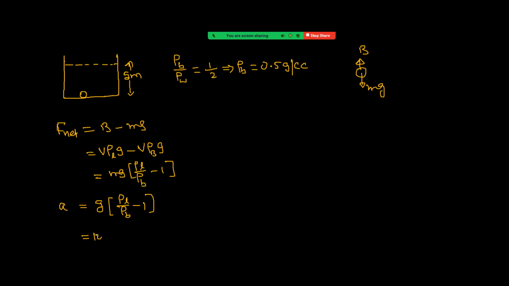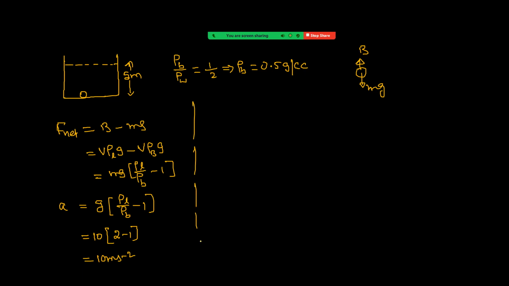So g value 10. Rho L by rho B: how much? Rho B by rho water is 1 by 2. If you take the reverse, it is 2, right? It is now 2 minus 1. That means inside the liquid acceleration is 10 meter per second square upwards, right?